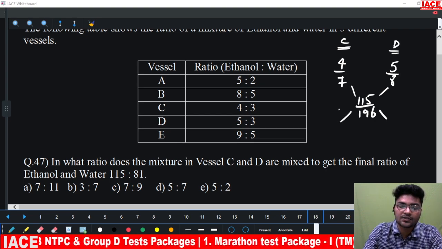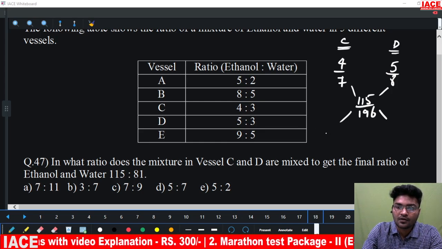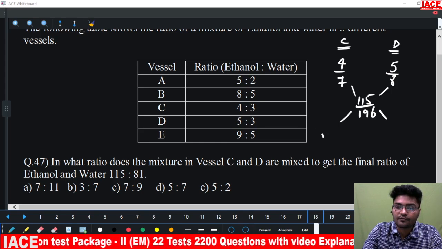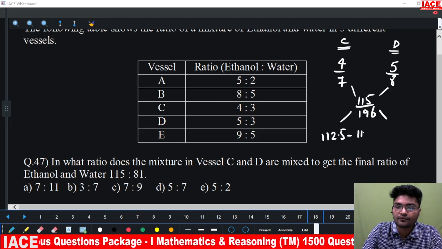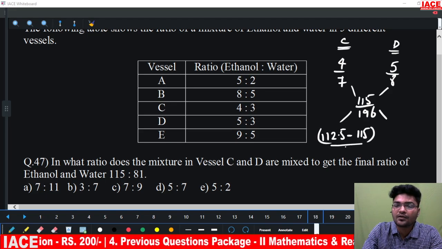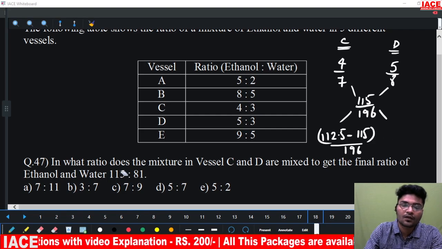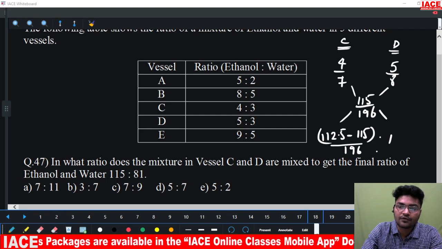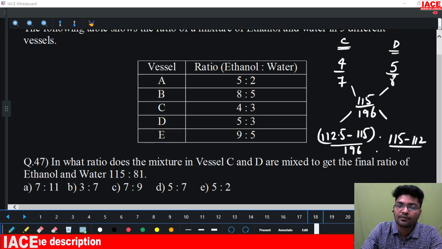If I apply alligations, what will I get? 112.5 minus 115 divided by 196 is to 115 minus 112 divided by 196.